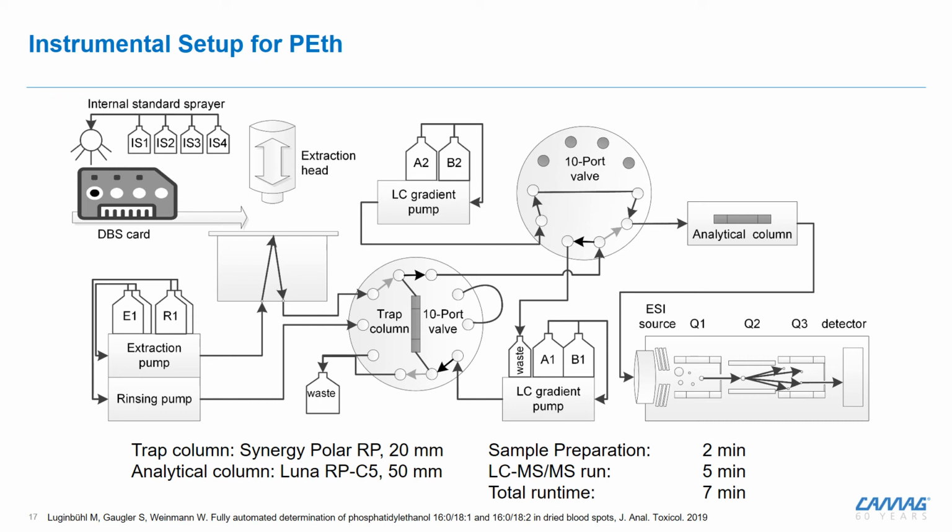Basically, we extract with the extraction pump onto the trapping column, and then we flush the PEth backwards onto our analytical column and then into the LC-MS system. While the analysis is running, we have the rinsing pump here, flushing backwards the extraction cell and preparing the system for the next sample.